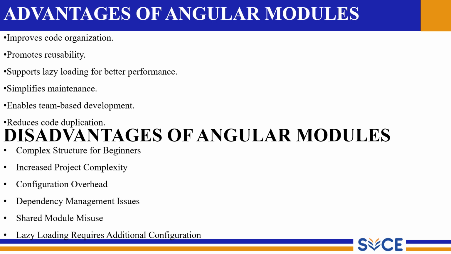And then shared module misuse. Placing too many unrelated components in a shared module makes it difficult to maintain. Example, mixing a logging component with a common UI component in the same shared module. The final one is lazy loading requires additional configuration. Although lazy loading improves performance, setting it up correctly requires routing configurations and planning. For example, developers must configure lazy loaded routes separately.